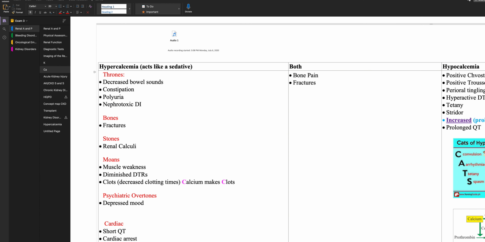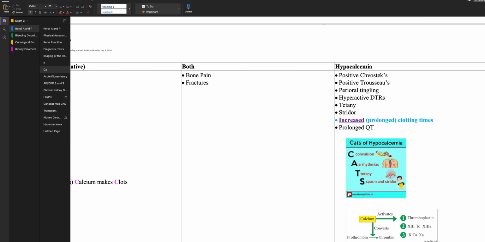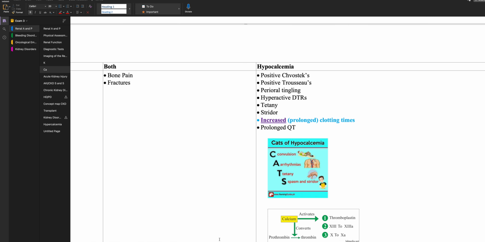Hypocalcemia, on the other hand, okay, you know about positive Chvostek, positive Trousseau, periorbital tingling or circumoral tingling, hyperactive DTRs. So if calcium is a sedative, when the calcium is low, everything is spastic. Tetany, stridor, they're going to have increased or prolonged clotting times because calcium is in the pathways to make clots, and they're going to have a prolonged QT.